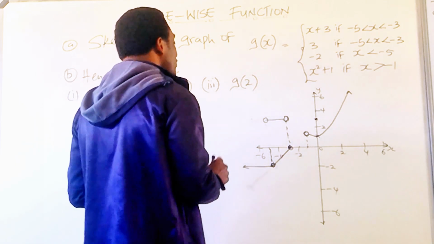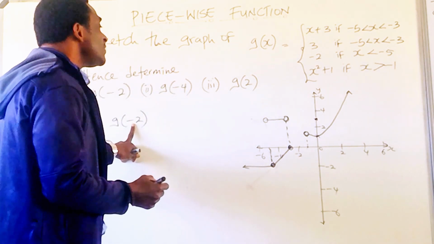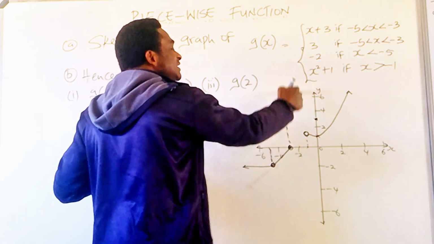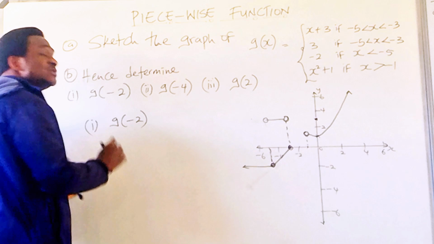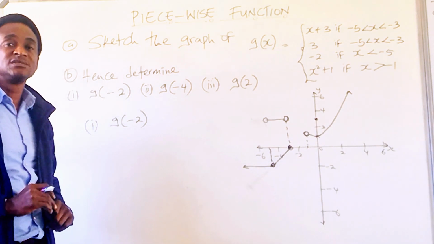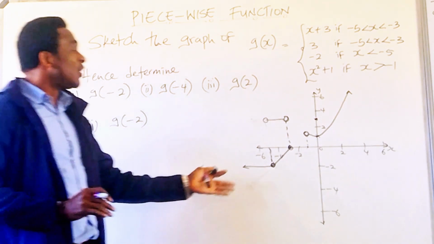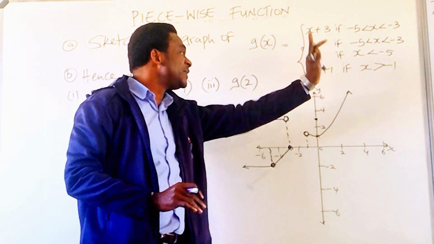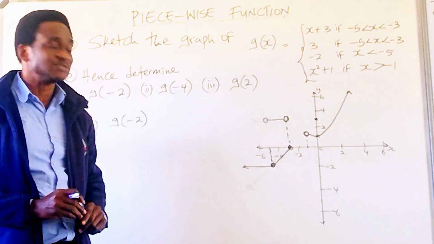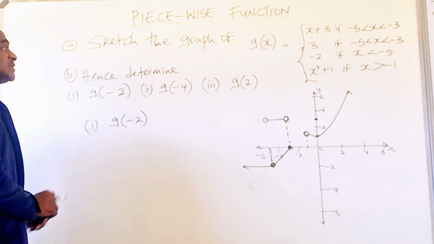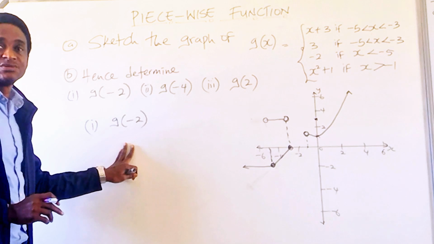So we have this graph. When will x be negative 2? It doesn't touch any of the graphs, so this does not apply. As simple as that. It does not apply because none of the pieces of the graph are affected at that point. So g of negative 2 does not exist.